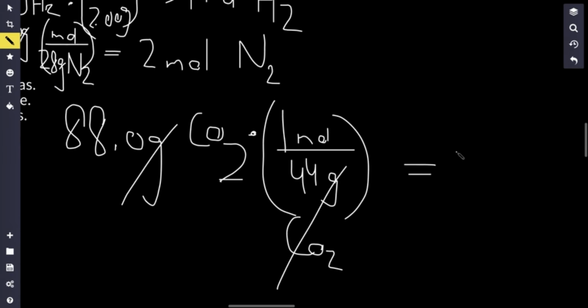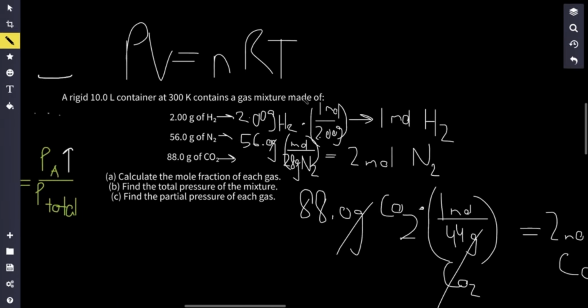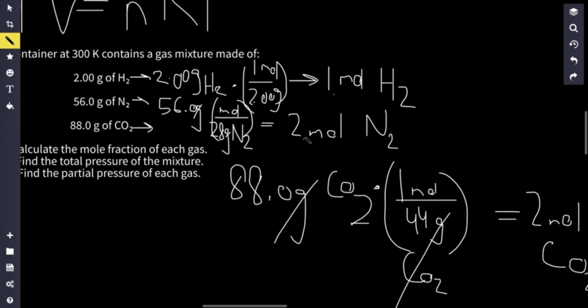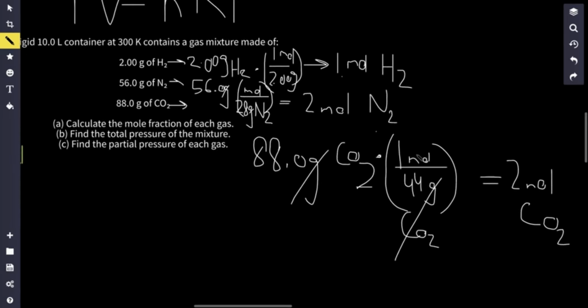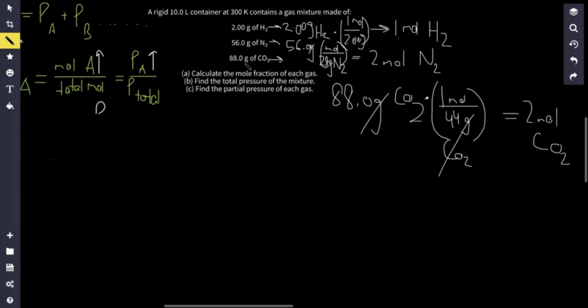So then I get 2 moles of CO2. And yeah, I should round to the correct number of sig digs actually. So this should be 1.00. This should be 2.00. But you know, I'm not going to write that out because I'm a little too lazy today. I'm sorry, guys.